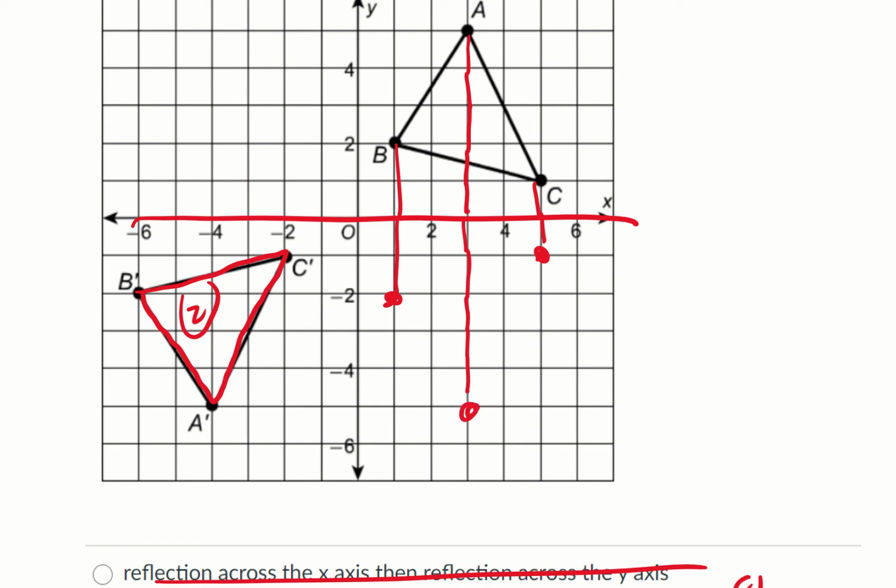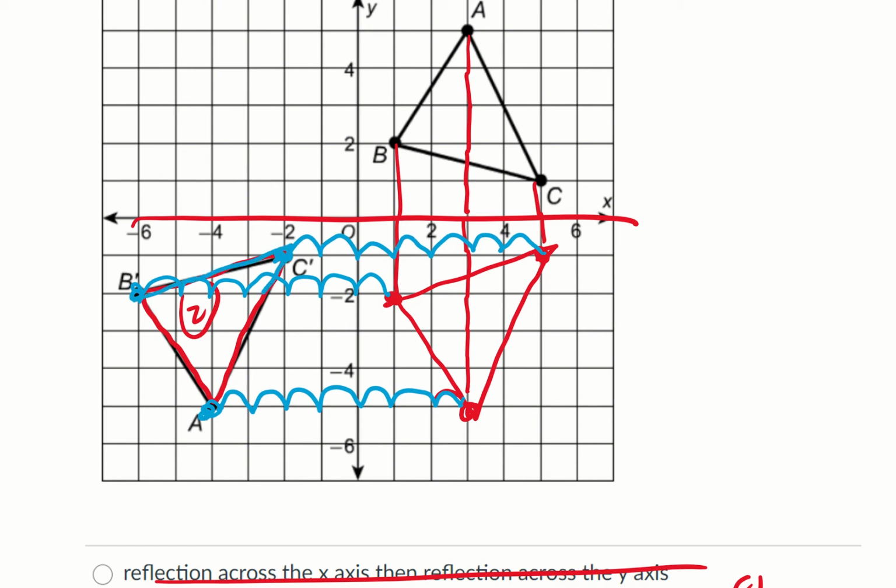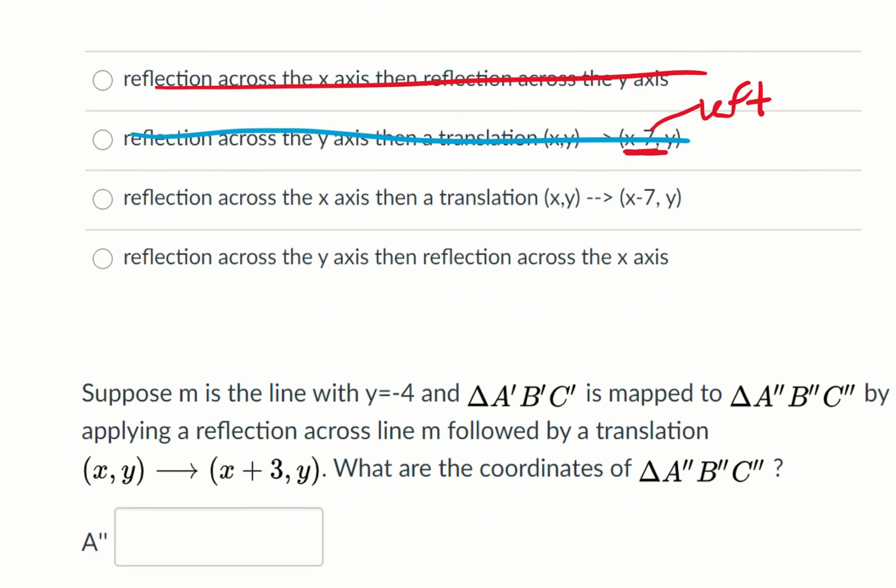Okay. So if I take that and move it left 7. 1, 2, 3, 4, 5, 6, 7. That lines up. 1, 2, 3, 4, 5, 6, 7. That lines up. That lines up perfectly. And so therefore this does work out. This is the sequence of transformations that we are seeking.